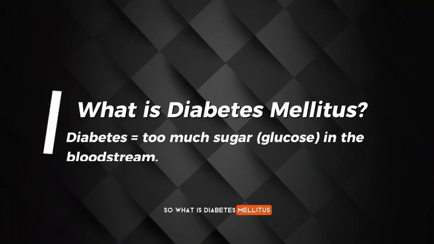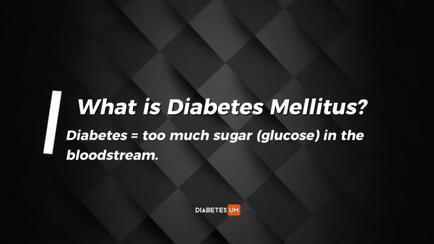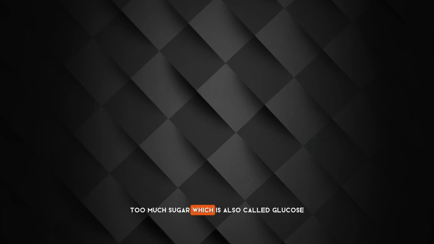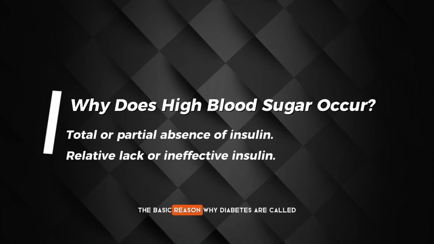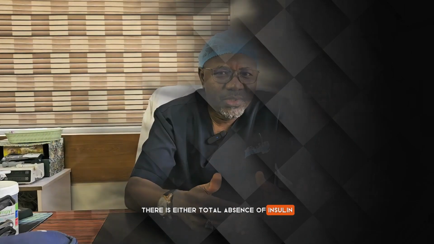So, what is diabetes mellitus? Diabetes is a condition where, for some reason, there is too much sugar, which is also called glucose, flowing in your bloodstream. Now, how does this come about? The basic reason why diabetes occurs is that there is either total absence of insulin or relative absence of it.